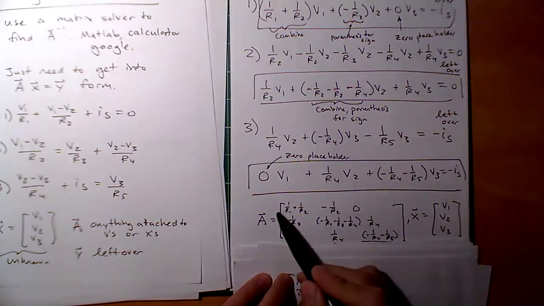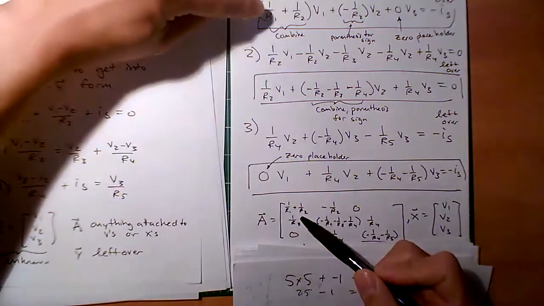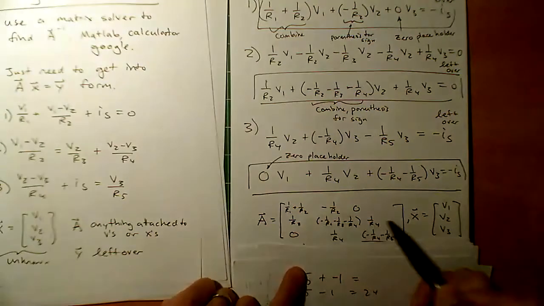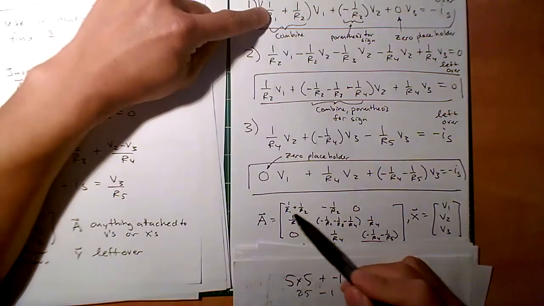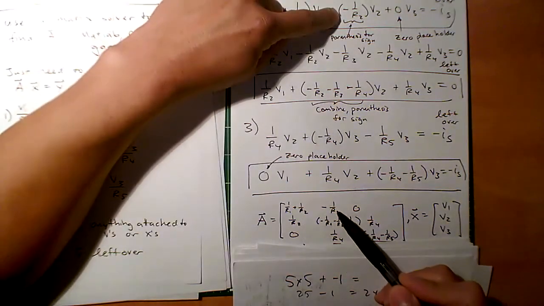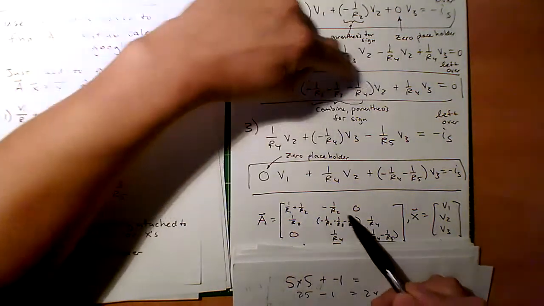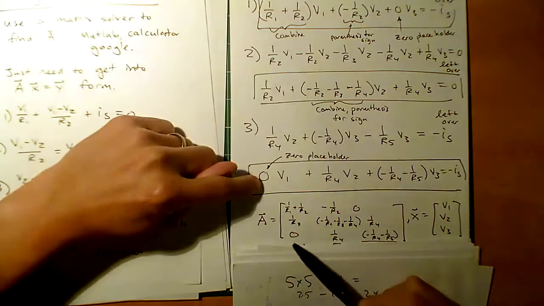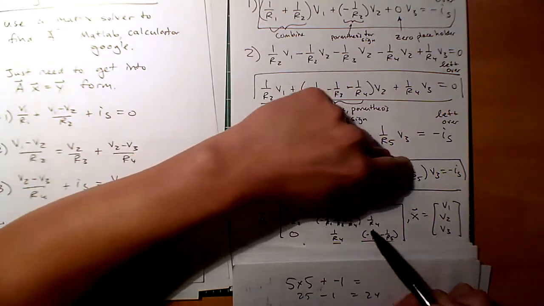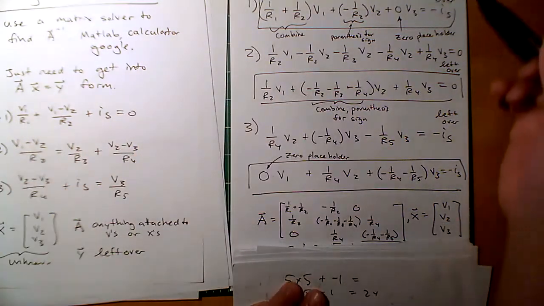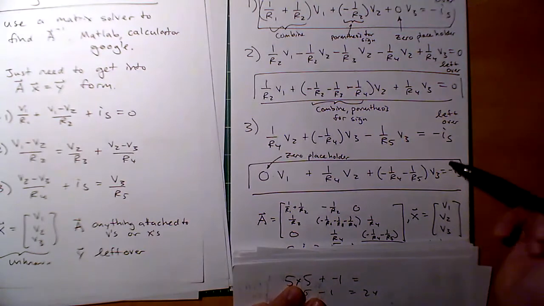And let's look at this A matrix. Notice the A matrix follows exactly what we got here without the V terms. 1 over R1 plus 1 over R2, minus 1 over R2, 0. Then minus 1 over R2, this guy here, 1 over R4, good. 0, 1 over R4, this guy here. Not too bad. And then the Y is easy. It's just negative IS, 0, negative IS.